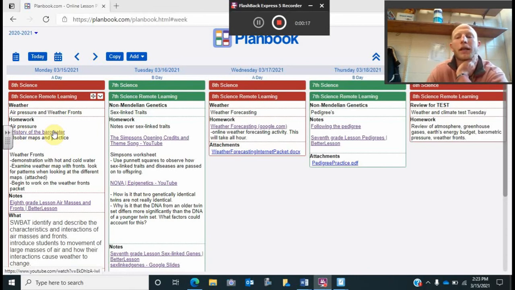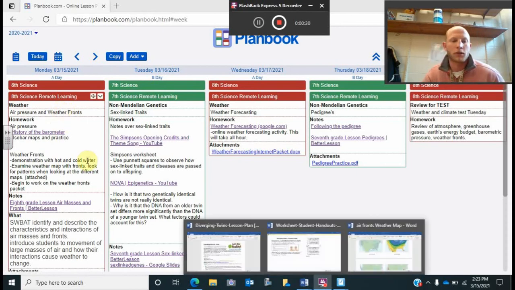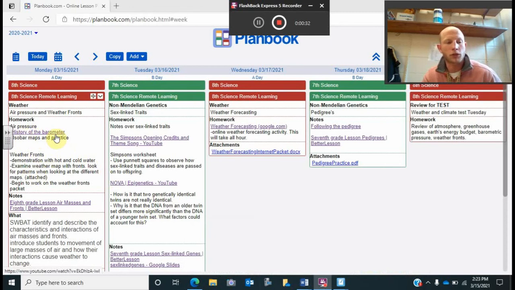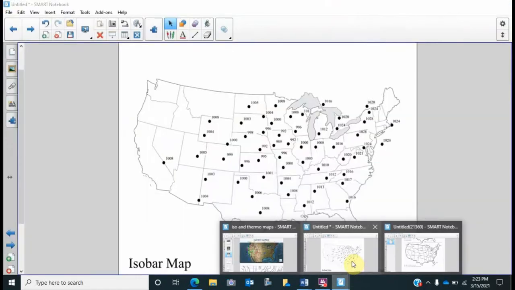So today we're going to look at isobars. Isobars are measurements that we look at on maps to determine which way weather's going to flow, and if we're going to have weather or not. So let's go ahead and dive into it. First thing you should do, though, is go ahead and watch this history of the barometer, and just see how we end up getting these air pressures and what it exactly means is going on in the atmosphere when we get those certain types of air pressure.